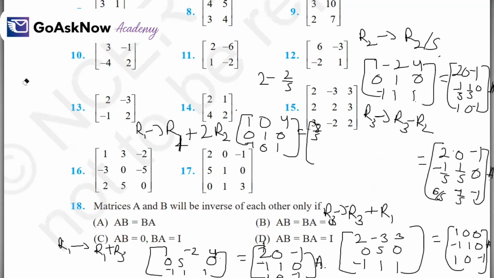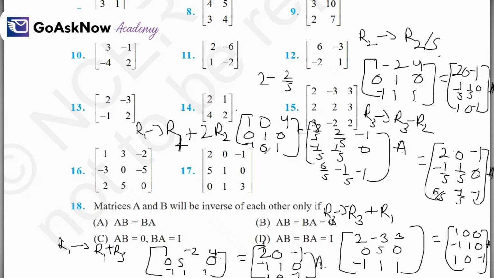Then here we will get what? 2 by 5. And here 1 minus 1 only. And here minus 1 by 5, 1 by 5, 0, 6 by 5, minus 1 by 5, minus 1. Okay. So you are getting like this only.